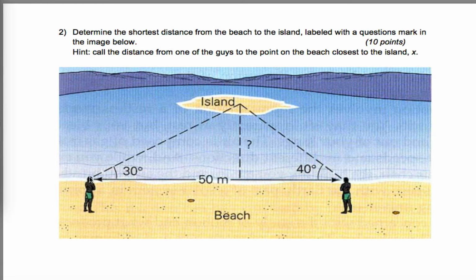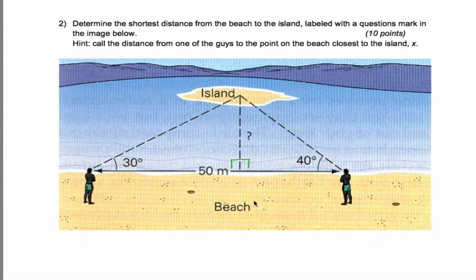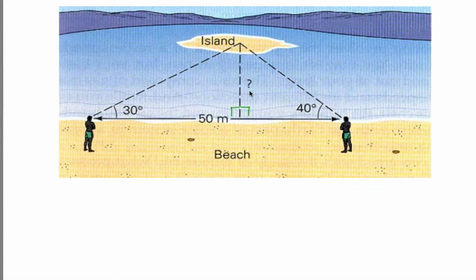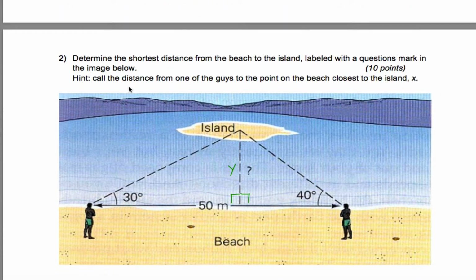Well, if you don't think about the big triangle and instead make this two different right triangles, then we'll be able to figure out this length. This length right here, maybe I'll call it y. And I think I put a little hint on here, said call the distance from one of the guys to the point on the beach closest to the island x. In other words, this distance right here is x. And the reason I want to give that a name x is because I know 50 is the distance between the two people. So if this is x, the rest of it, 50 take away that x, would be the distance from the other guy to this point right here.